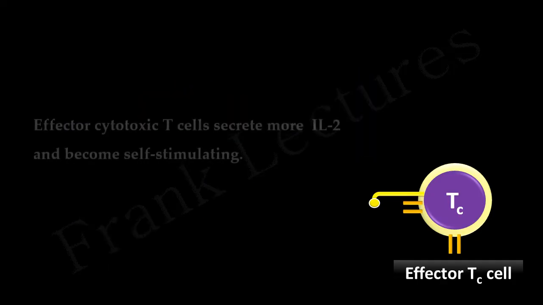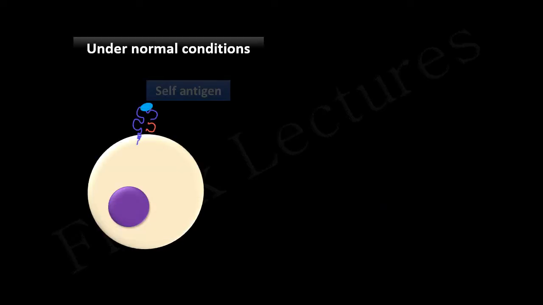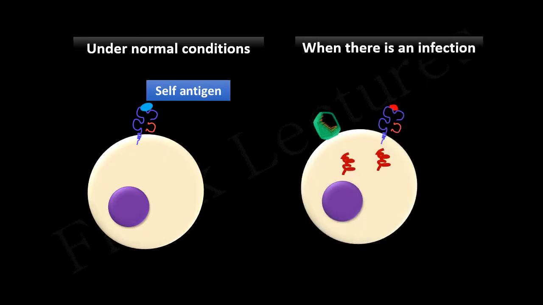These effector cytotoxic T cells secrete more interleukin-2 and become self-stimulating. Now, these cytotoxic T cells leave the lymph node and migrate to the site of infection, to attack virally infected cells. We know that all nucleated cells express MHC1 molecules on their surface, which under normal conditions, display the host's proteins or self-antigens. But when there is an infection, these cells display foreign antigens.